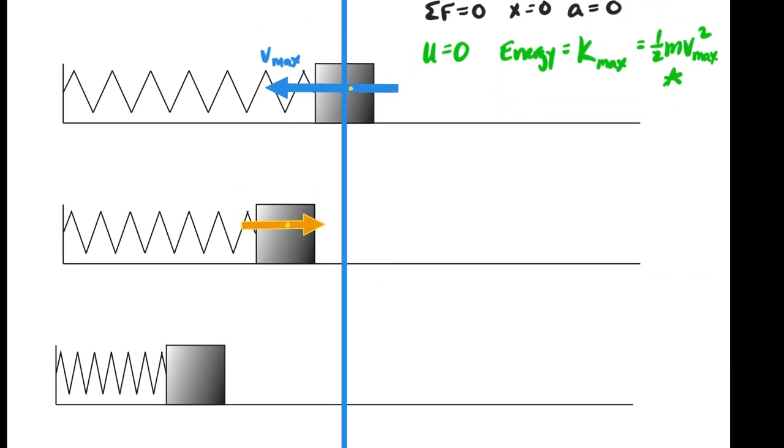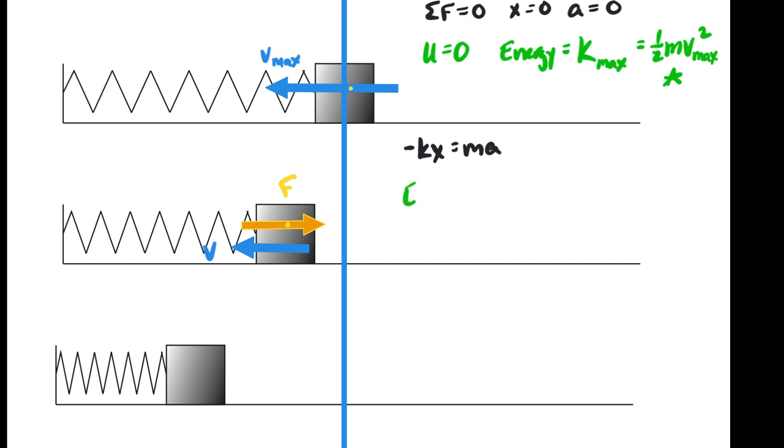The block still has a velocity this way. But because the spring is pushing to the right and the block is moving to the left, it's slowing down. It's not a surprise, right? This is what has to happen. We know eventually the block's going to come back to rest. So the velocity is getting smaller, but the force is getting bigger. We're back to having minus kx equals ma. We have an acceleration now.